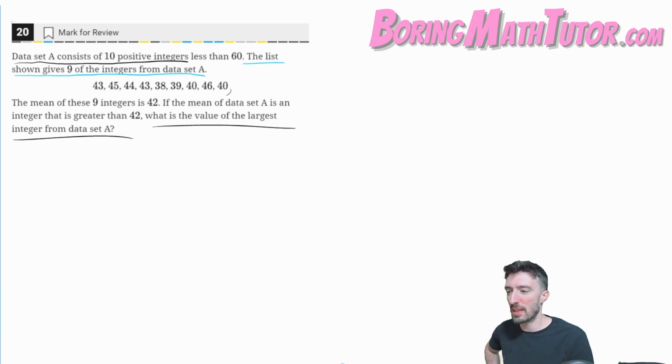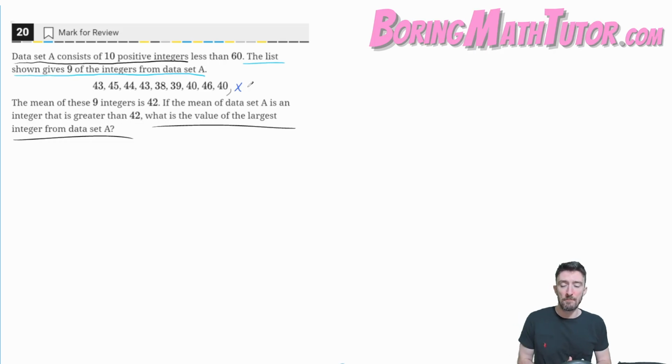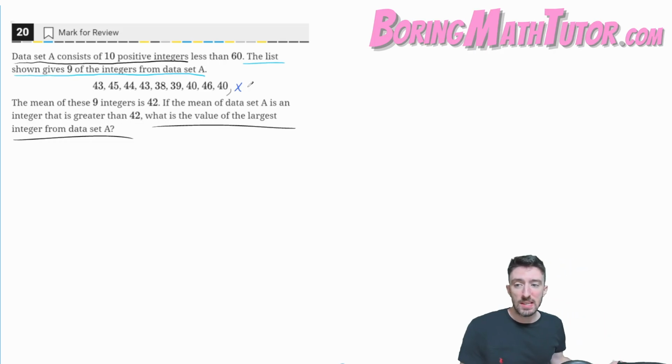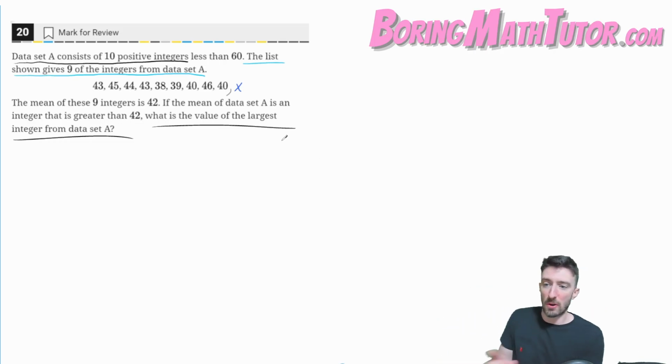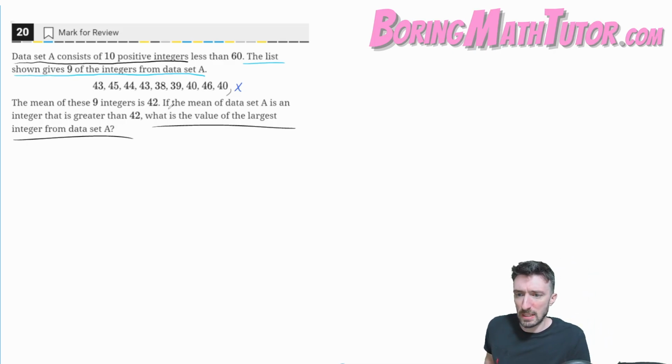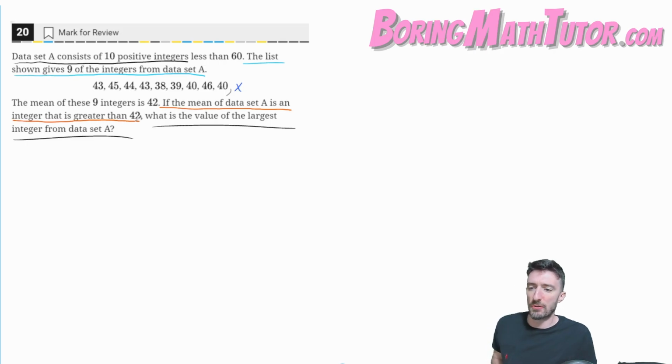So let's call that 10th one x. I don't know what it is yet. If I know what x is, then I'll be able to tell you what the largest one is. Well, they're telling us that the mean of data set A is an integer that is greater than 42. So maybe it's going to be 43. Maybe that's going to equal the mean.